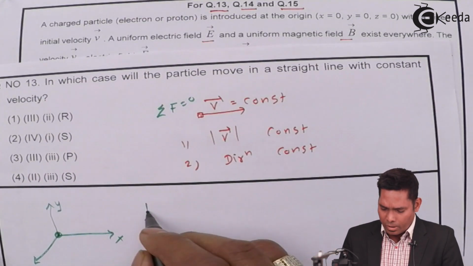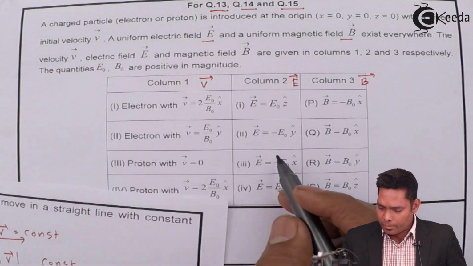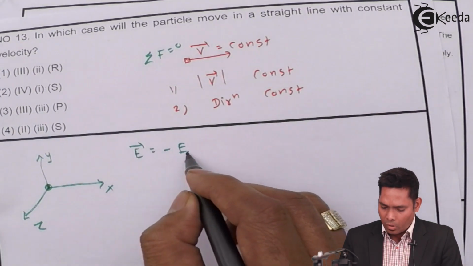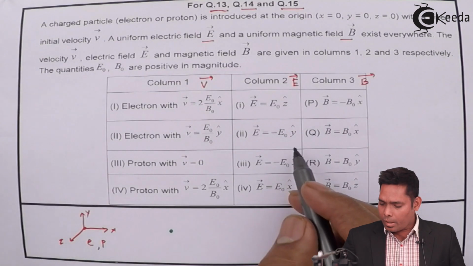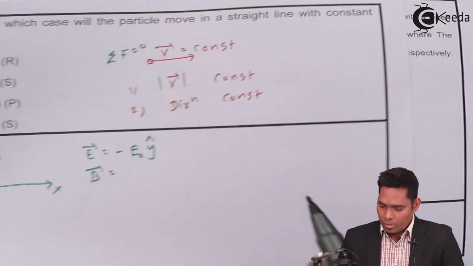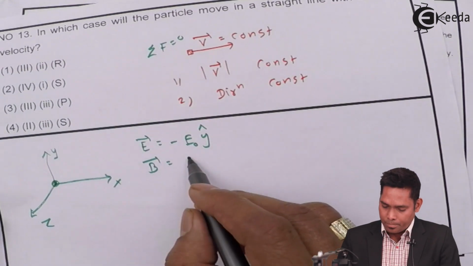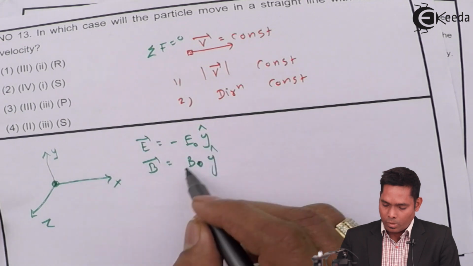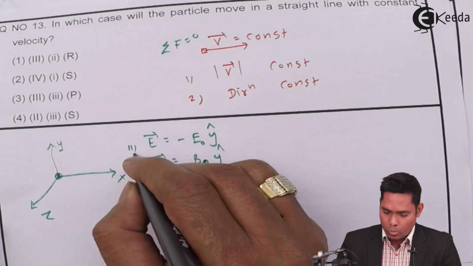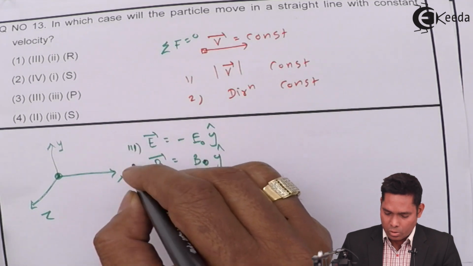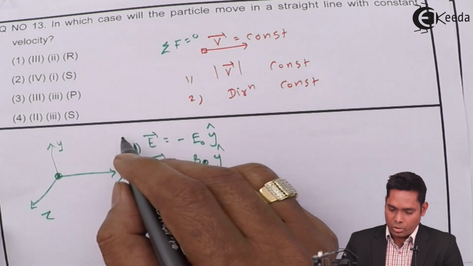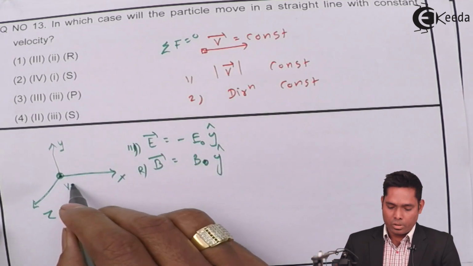The electric field is given by minus E0 y cap, and the magnetic field is B0 y cap. So this is 2, this is 3, this is 2, and this is R, and 3 is the particle which is at the origin with velocity 0.